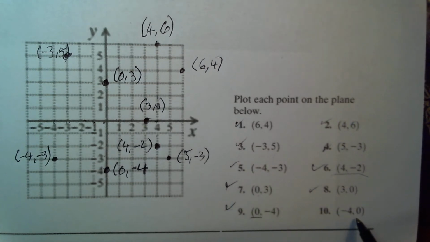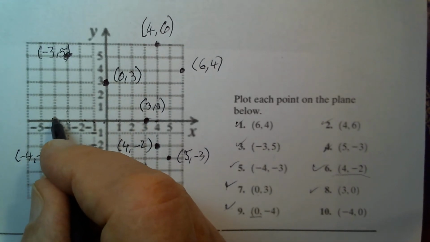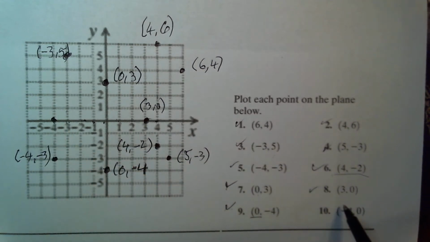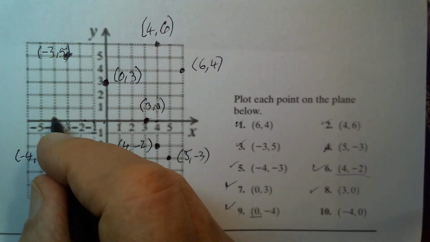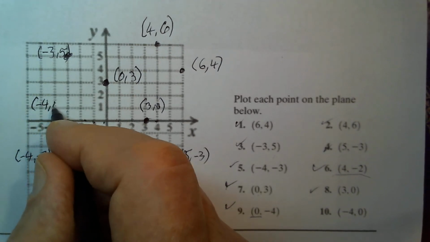And this point here, minus 4, 0, says we go 4 to the left, minus 1, 2, 3, and 4. And the second coordinate being 0 means we don't move at all. So this point has coordinates minus 4, 0.